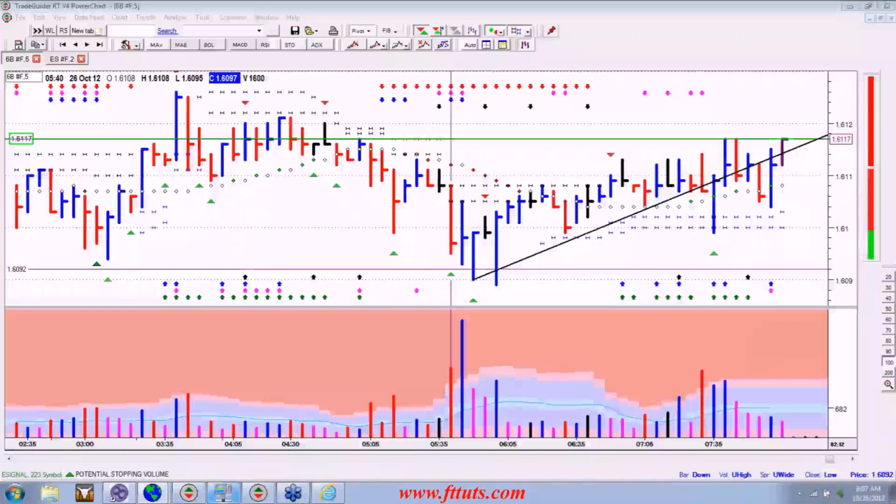Same period, and this is the Aussie dollar. Oh, I've got to do it this way. Here's the Aussie dollar. Same thing. Springs and up thrusts. Now I've lost mine. Here we go. Springs and up thrusts.